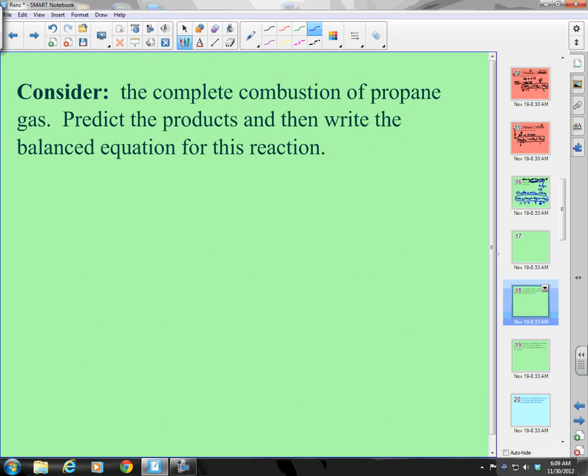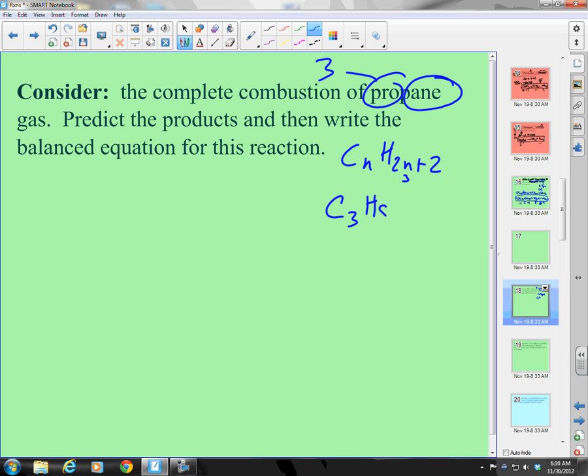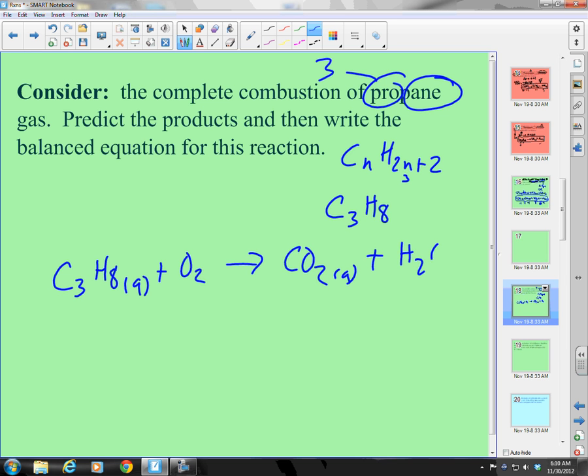I like it. You guys do this one. Okay, the complete combustion of propane gas. Here we go. Ane, that means I have an alkane. Alkanes are CnH2n plus 2. Prop, that means 3. So I have C3, so 3, 6, 7, 8, H8. So I have C3H8, and that is a gas, plus oxygen, yielding carbon dioxide gas, plus water vapor.